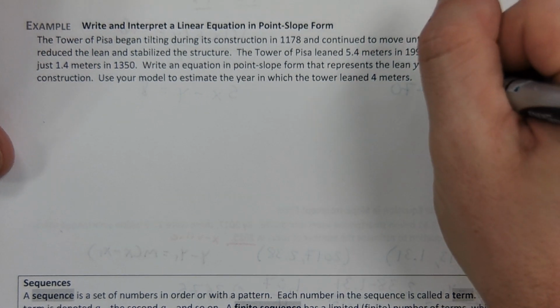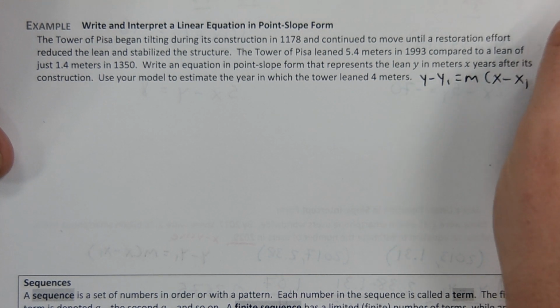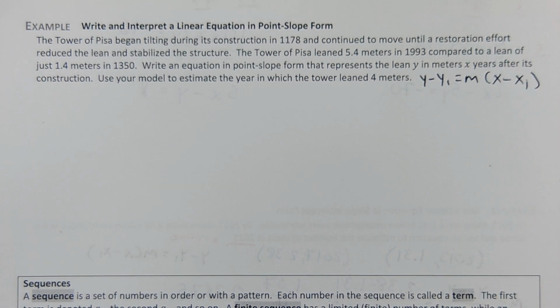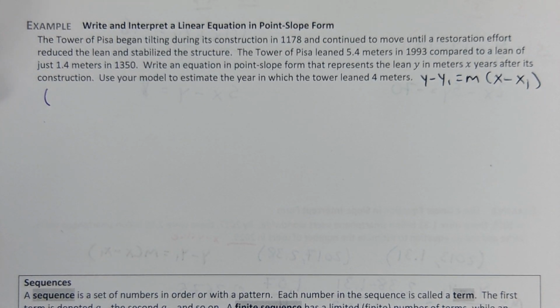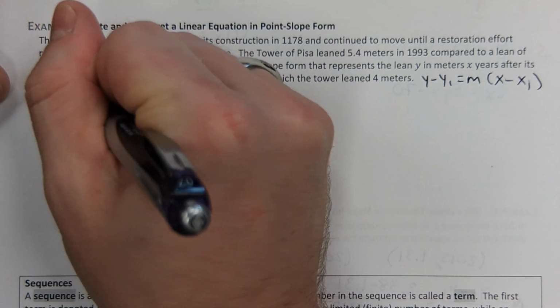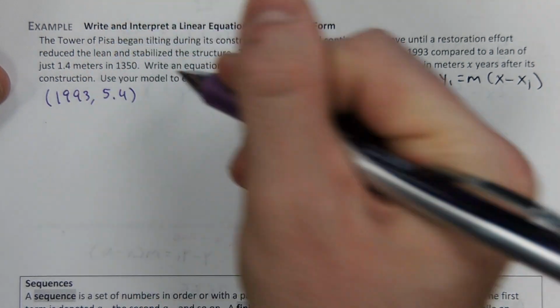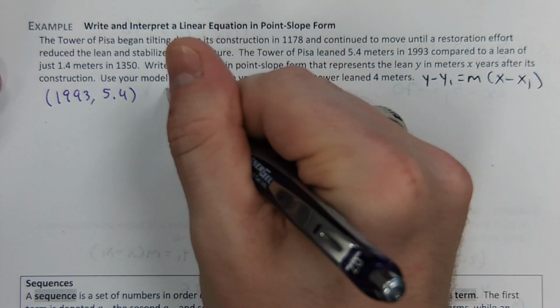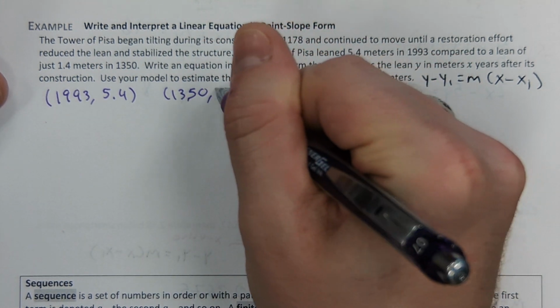Point slope form. And we were given two x comma y pairs. We know that x is the years. So I have 1993 comma 5.4. And I have 1350 comma 1.4.